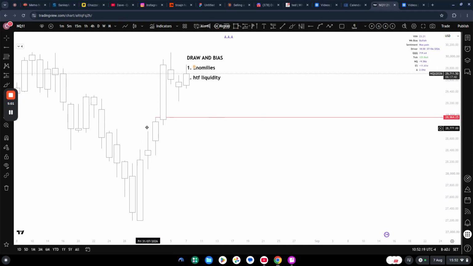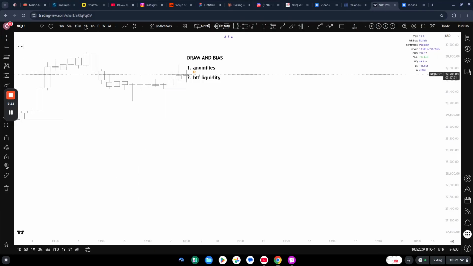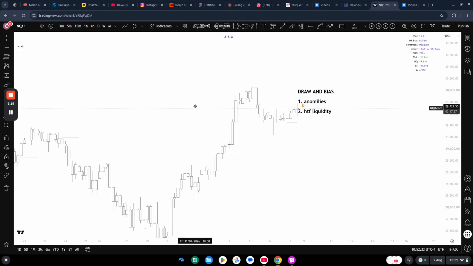Can't stress that enough. When we make higher highs, look towards higher highs. When we make lower lows, look towards lower lows. So simple. You can do that on the daily, the 4 hour, the 1 hour. I'll link an extra video if you want on it. But yeah, when we create lower lows, look for them. When we create higher highs, look for them.